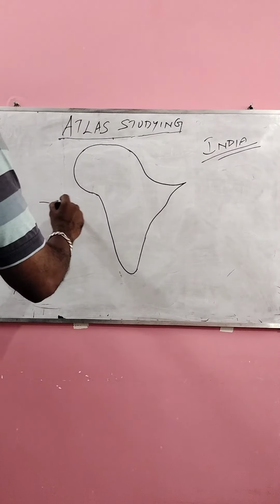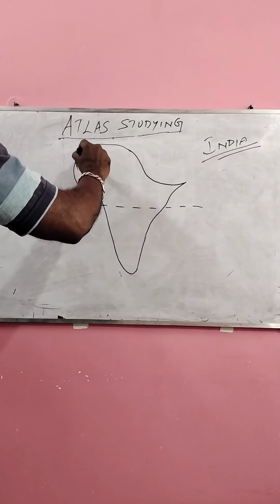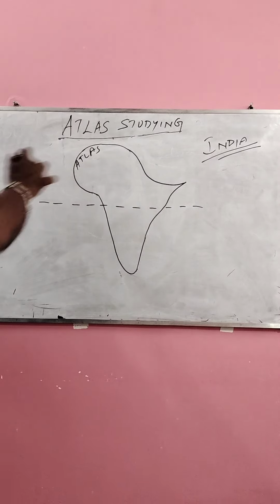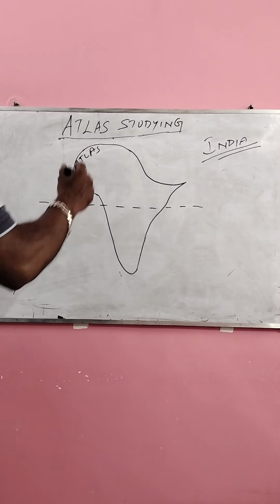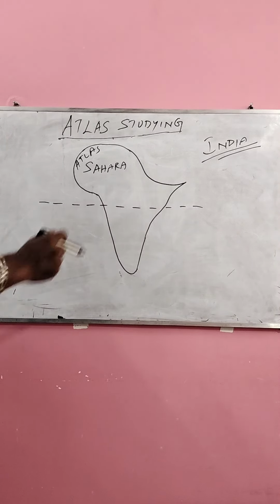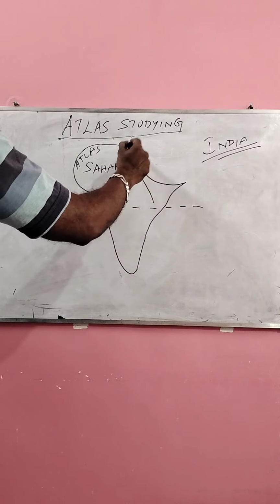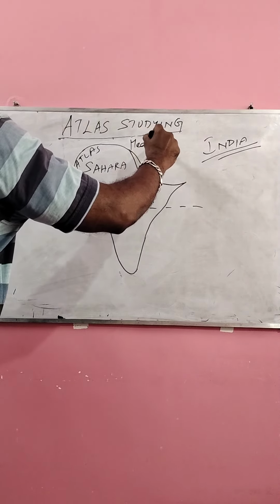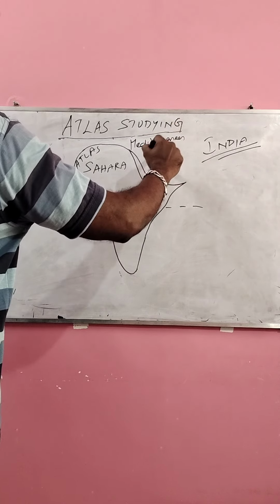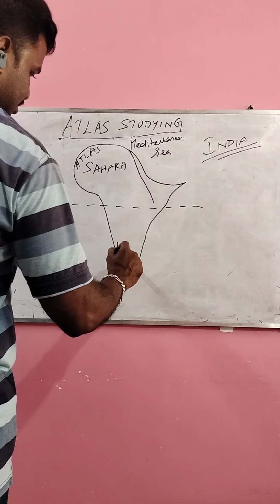The equator roughly divides Africa into two. The Atlas Mountains are present in the north of Africa. See, I have to mark one by one. There is a huge desert called Sahara Desert in the northern region. The Nile River starts in the eastern part of Africa, drains in the Mediterranean Sea. The major desert in southern part of Africa is the Kalahari Desert.